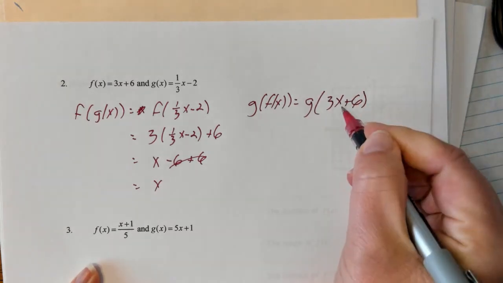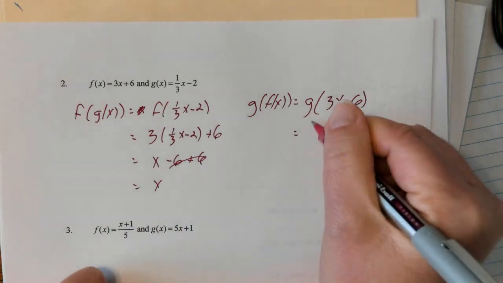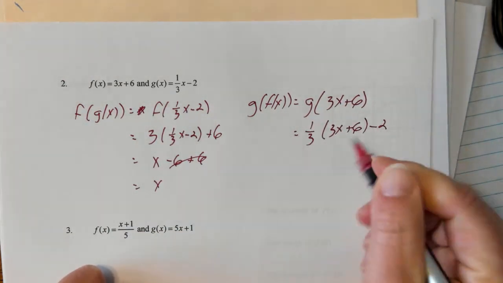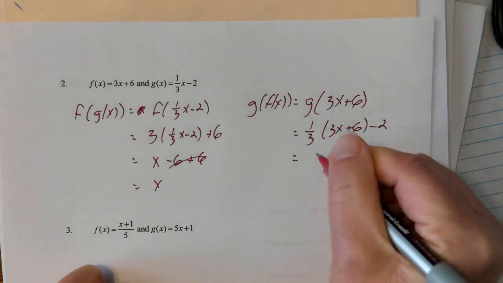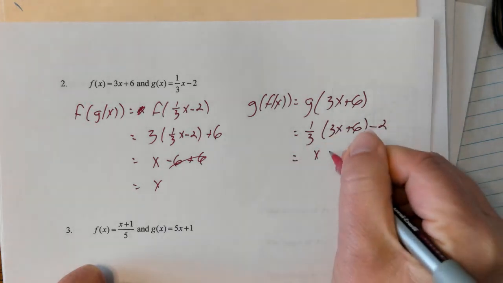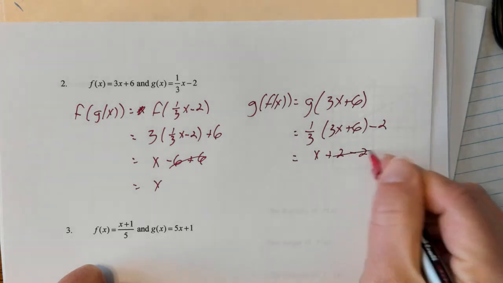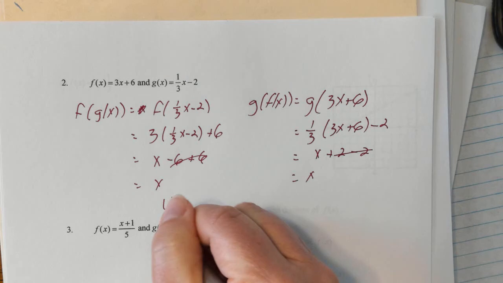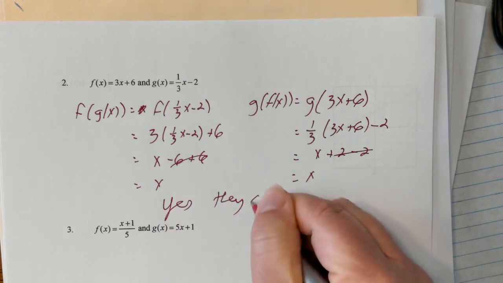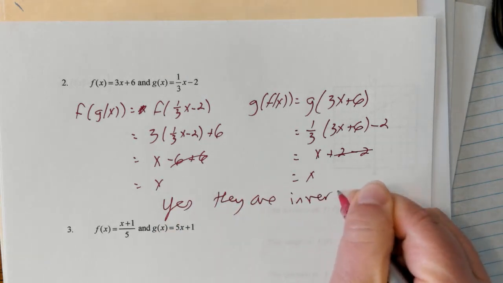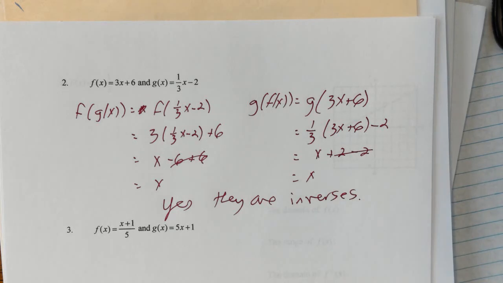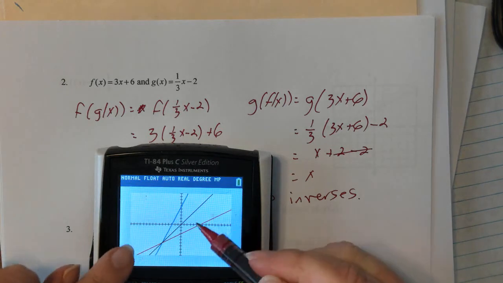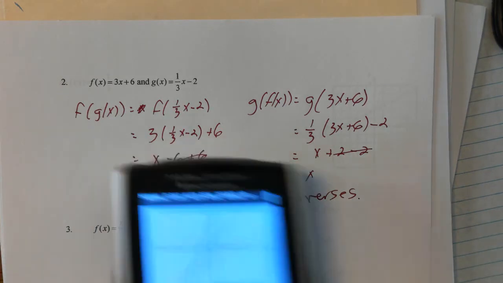Start on the inside. Now I'm going to rewrite g of x, and everywhere there's an x, I'm going to put 3x plus 6. Distribute the 3. 1/3 times 3x is x. 1/3 times 6 is 2. 2 minus 2 is 0. They both simplify to be x, so yes, they are inverses. If I graphed both of these equations, the graph would look a little bit different, but they would be mirror images over the line y equals x.